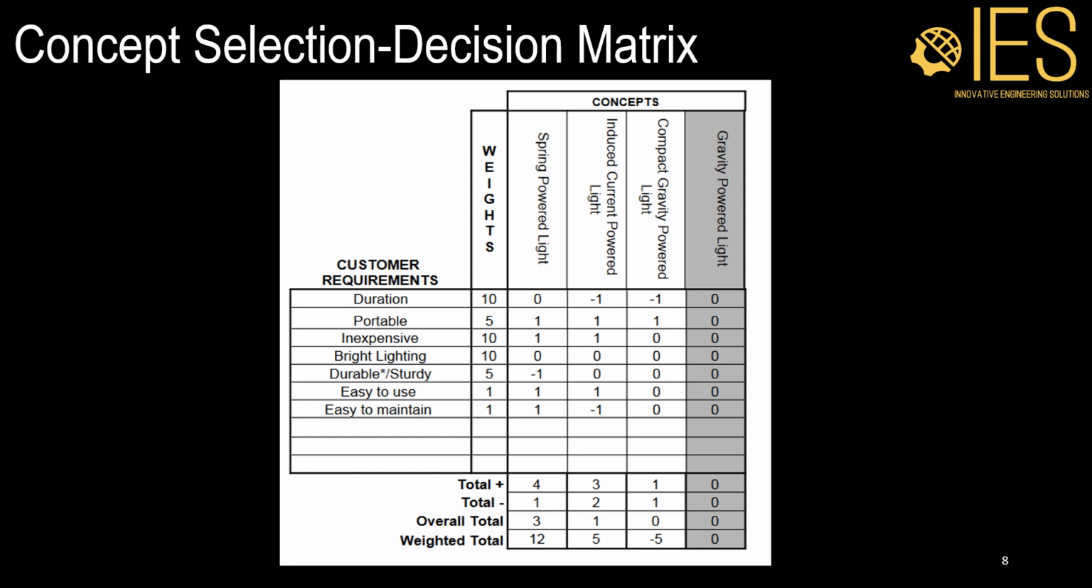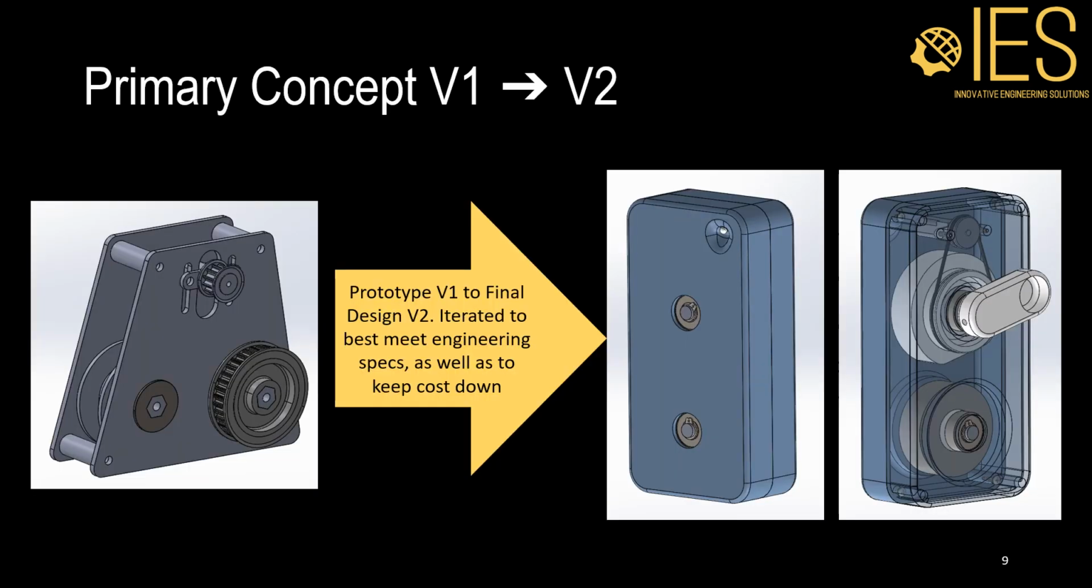We chose the gravity light as our datum, because from the house of quality, this was our main benchmark. We added values to how much the design met our customer requirements. From this, we decided to go with the spring-powered light as our solution. The highest weighing concept from the decision matrix was the plastic spring-powered LED light.